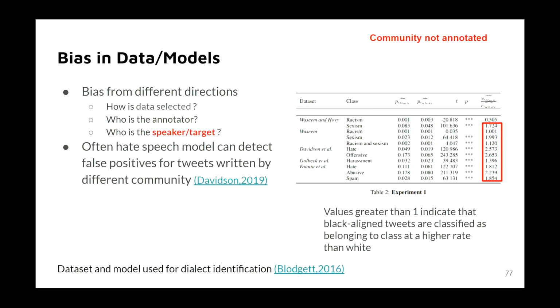Finally, the last part is about who is the target of hate speech. Now, again, hate speech models can detect false positives based on tweets written by a different community. This was first highlighted in a paper in 2019, which showed that Black-aligned tweets were getting classified as hate more often than White-aligned tweets, which is shown by this value. If the value is greater than 1, it usually shows the property. And as you can see, most of the datasets and even the subclasses have this property present, or they are biased.